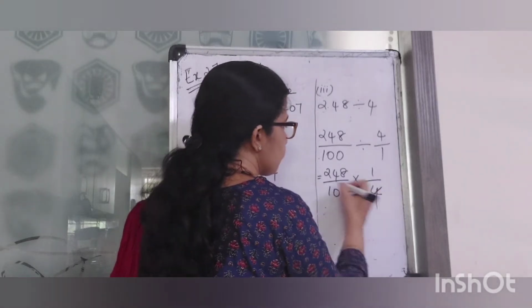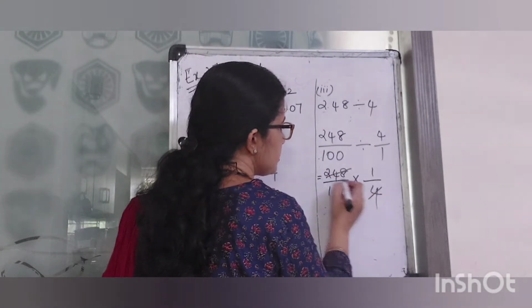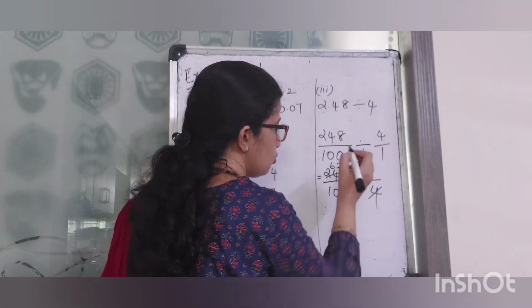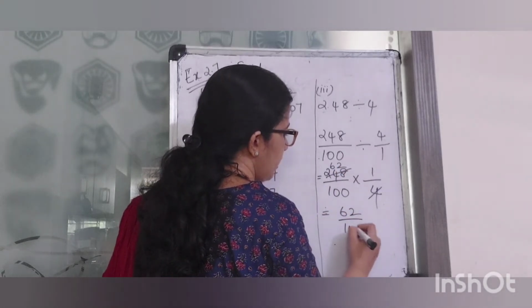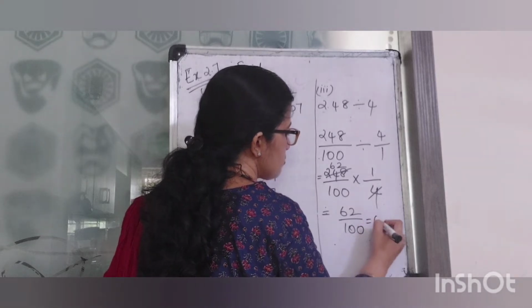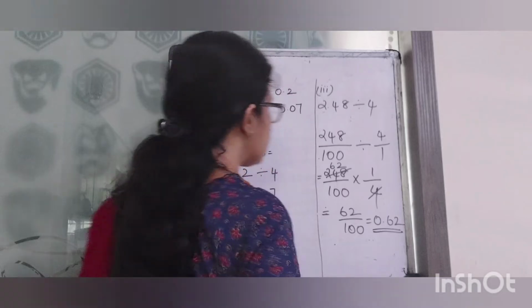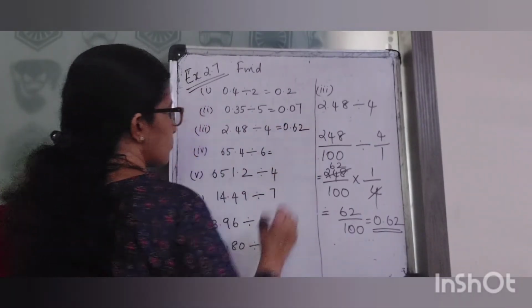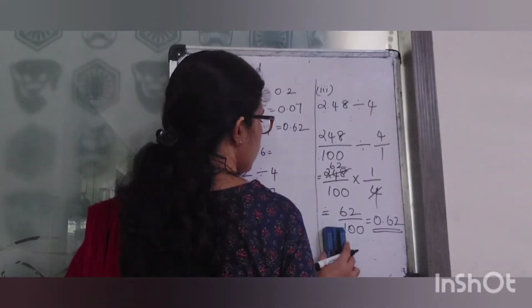Now we can cancel this 4 and this 248. What can we write? 6 4s are 24, and 2 4s are 8. So the answer is 62 by 100, which is equal to 0.62. The answer for the third problem is 0.62. Clear? Now let's move on to the next problem.